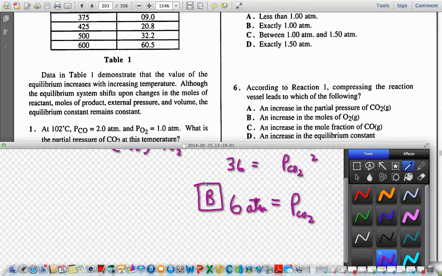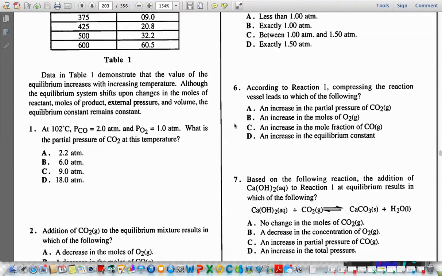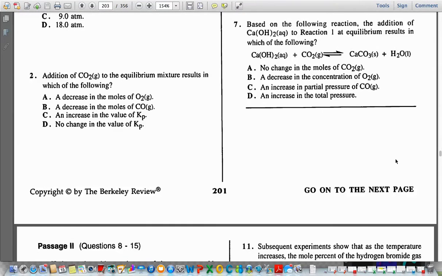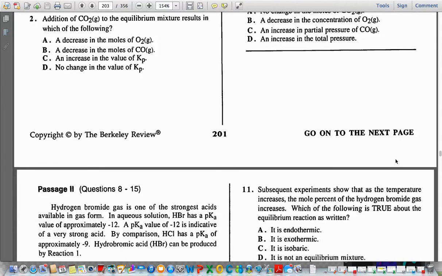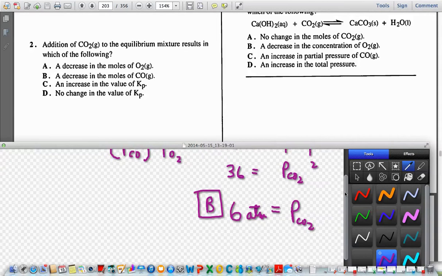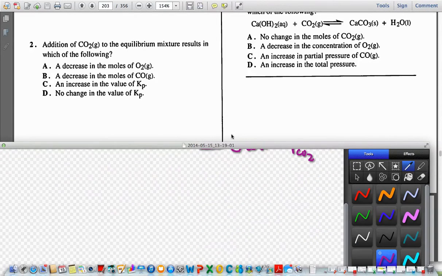Cool. Alright. Next one. Did you get number 2? No. Okay, number 2. Number 2 is a Le Chatelier's principle question. And so let's kind of just scroll back up. Well, actually, let's just write the equation.